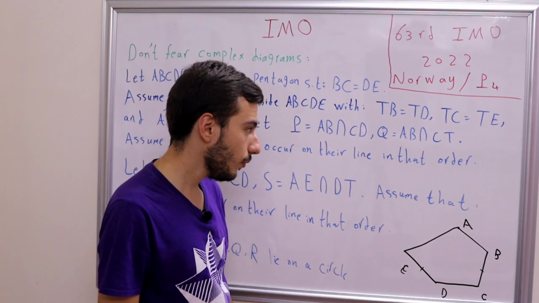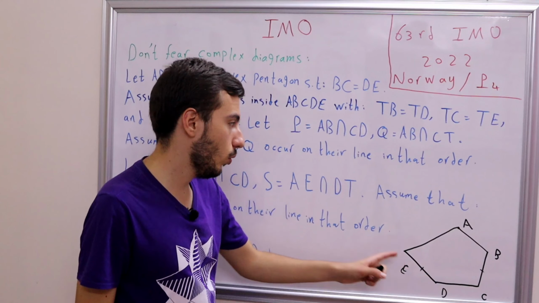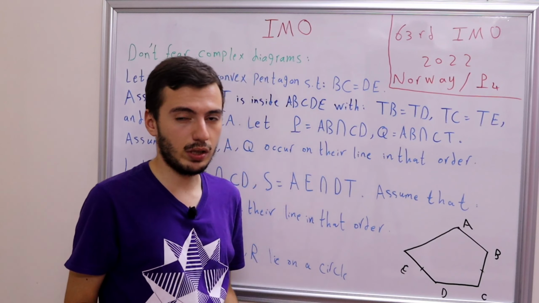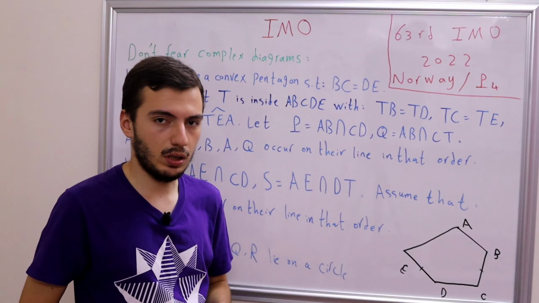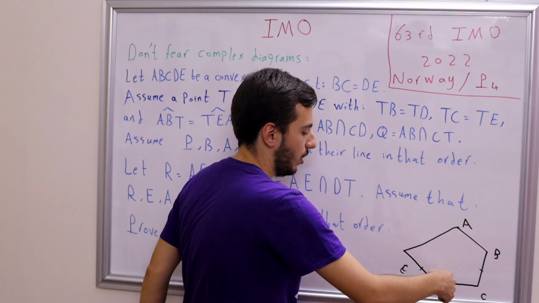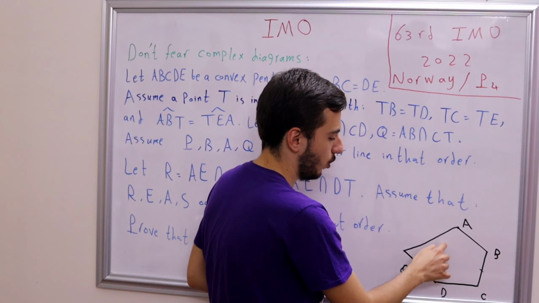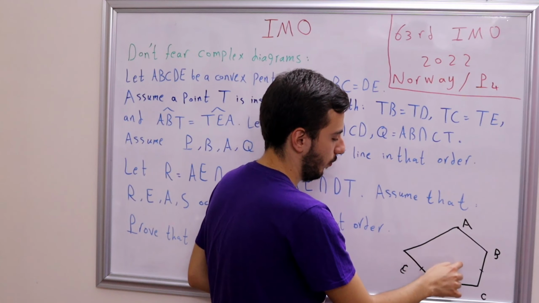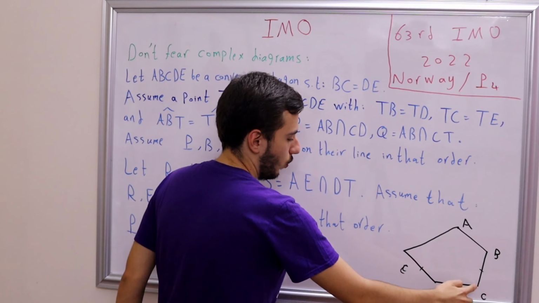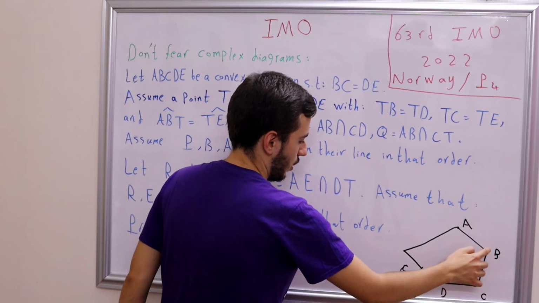All right, what next? Next, we need to introduce our point T that lies inside here, such that TB equals TD. So what does that suggest? Clearly, that means that T lies on the perpendicular bisector of BD. Let's imagine that we've drawn BD, then something like this should be the perpendicular bisector of BD. The same goes for CE, because they are telling us that TC equals TE, so T will lie on the perpendicular bisector of CE. So something like this.